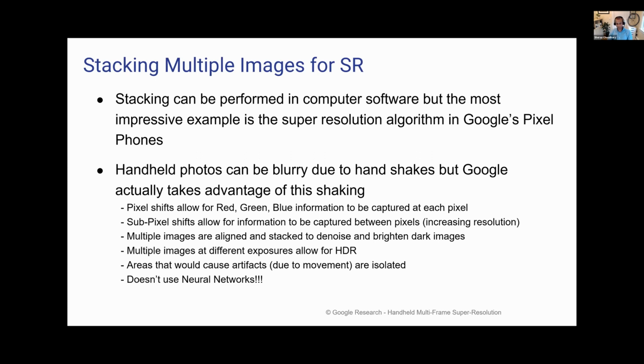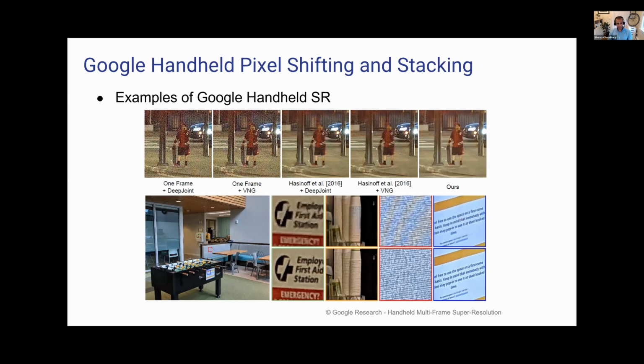It actually detects areas where artifacts would form due to the object moving and removes them from the stack and only takes that area from one single image. And it does all of this without using neural networks somehow. And it can process 10, 12 megapixel images a second, which is pretty impressive. And this is some example of the results they can get from a simple cell phone camera.